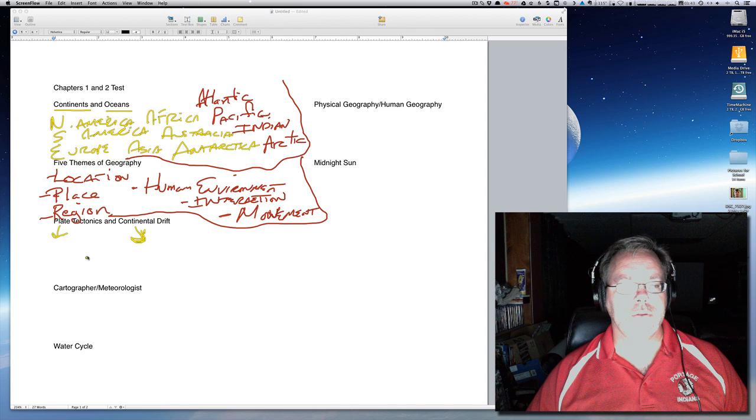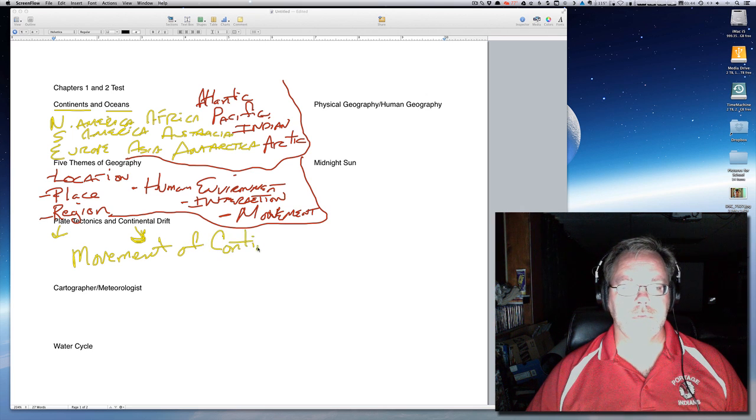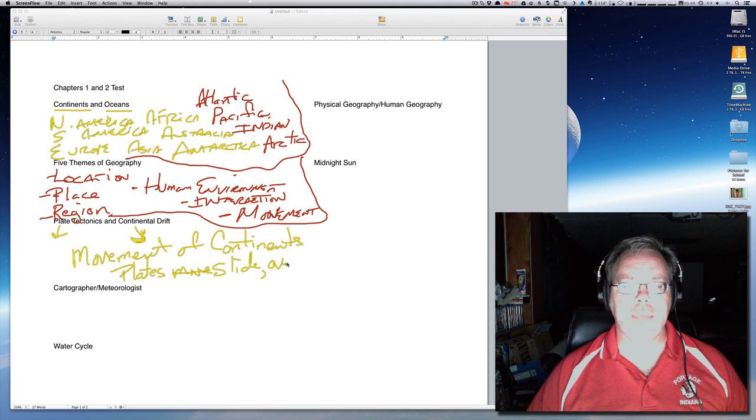Okay? So movement of continents, what else can we say? That these tectonic plates move. Actually, slide is a better word. Let's say slide, overlap. And what's our third? Separate.